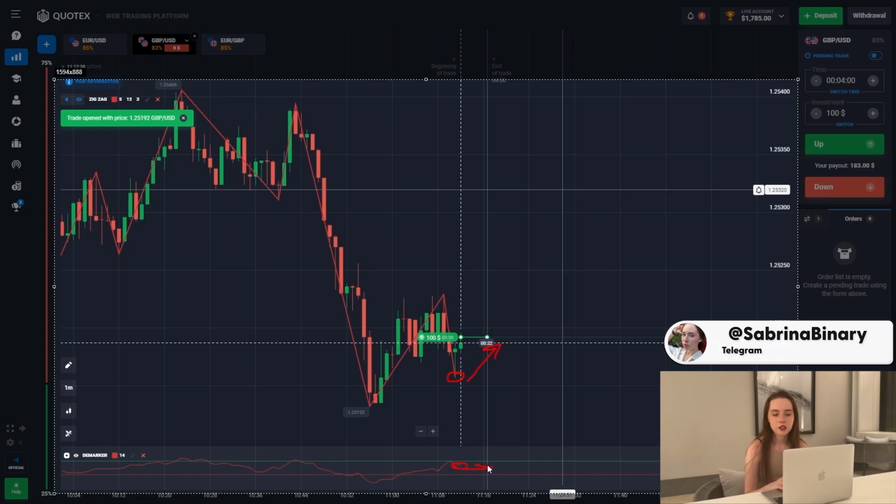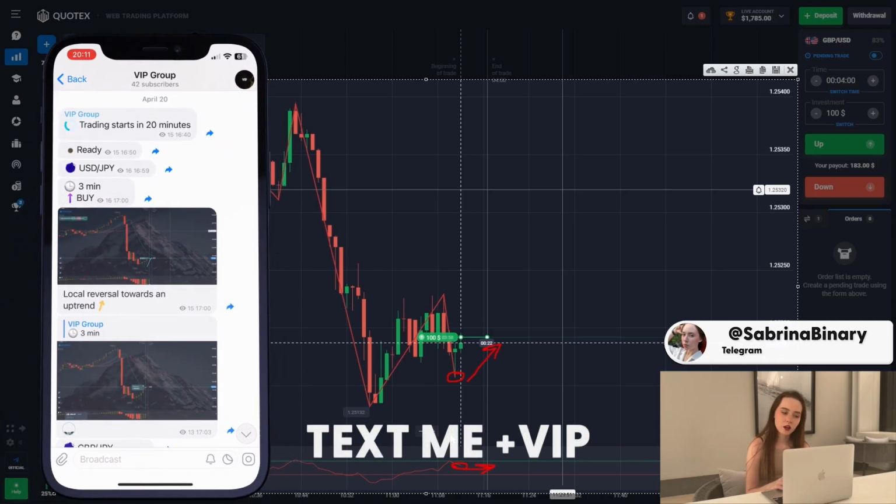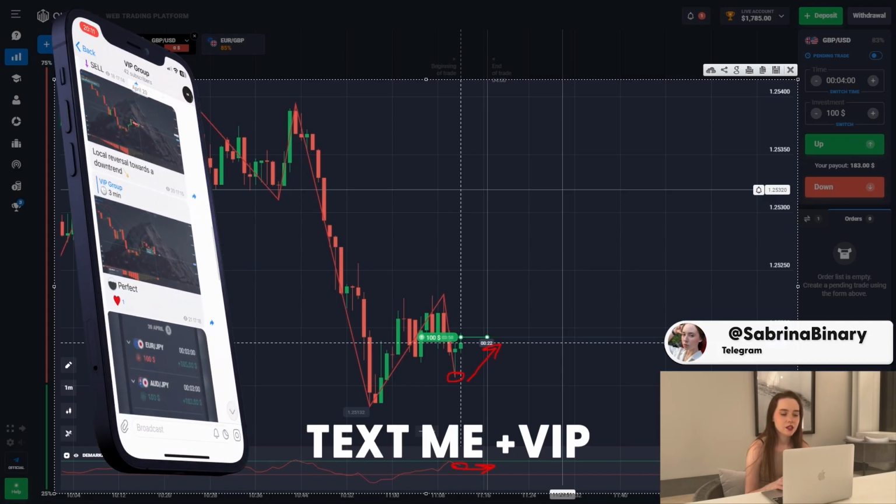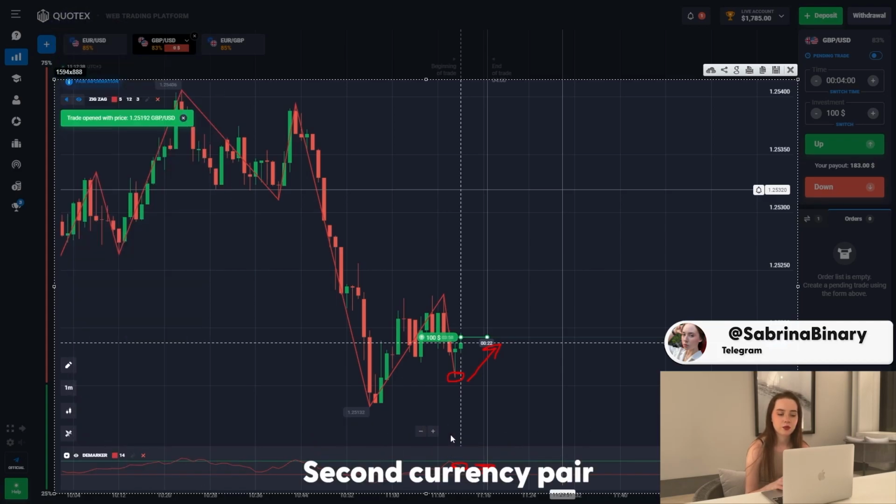Next, the indicator is a D marker. Now it's in the middle area, but it's tipped to pointing upward. And this tells us about an increase in the price. And let me tell you more about the D marker indicator.